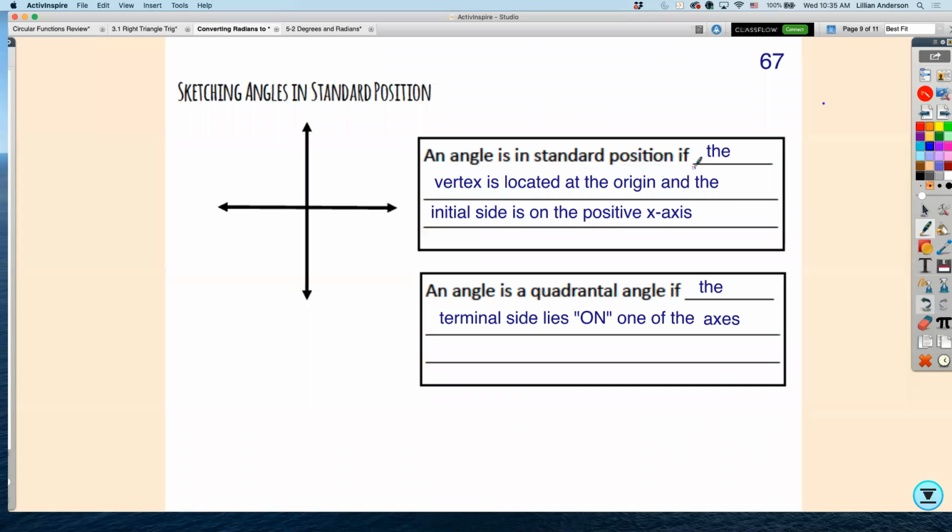So, sketching angles in standard position. You guys are going to learn how to sketch angles in standard position. First off, what is standard position?